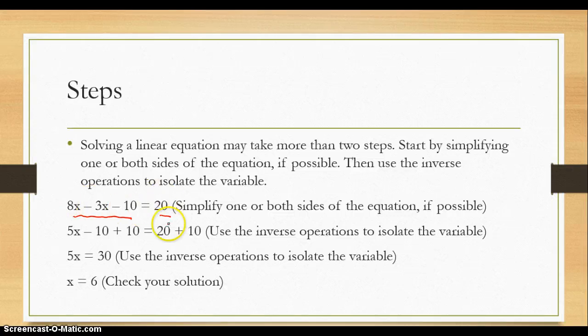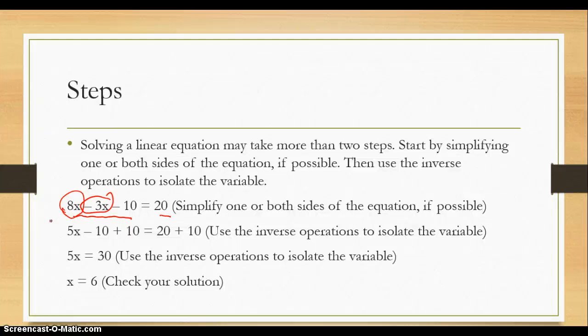So we know that 20 is all alone, so we're not going to simplify the 20. But we have like terms here with the 8x and the negative 3x. So we can combine those. So when we combine those, 8x minus 3x, we get 5x, and minus 10 equals 20.